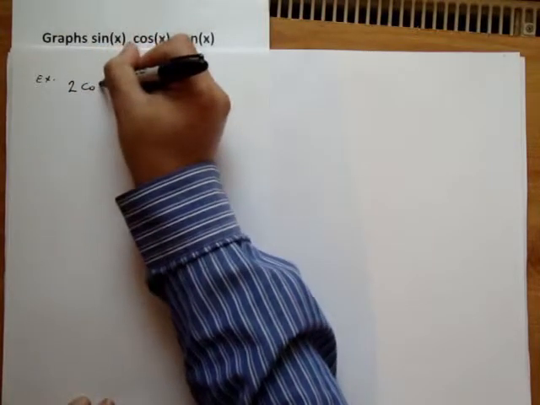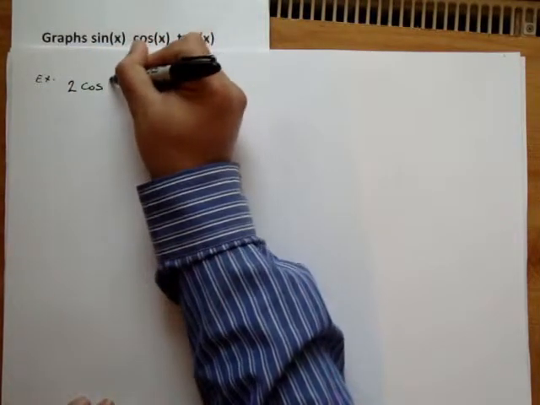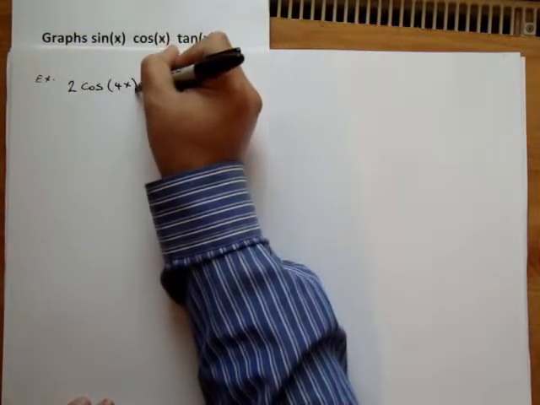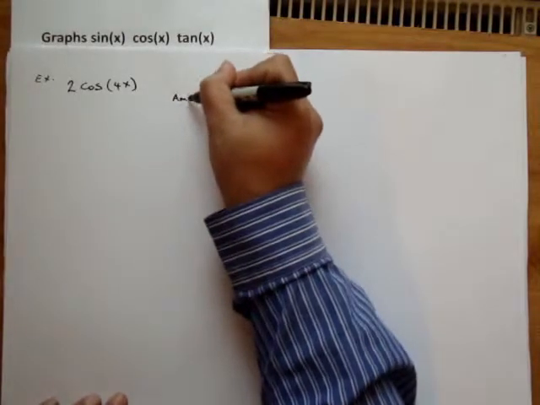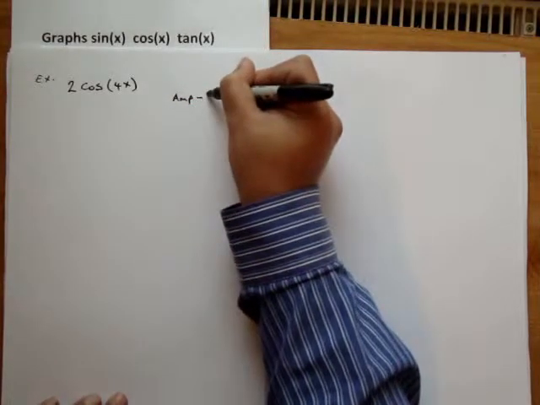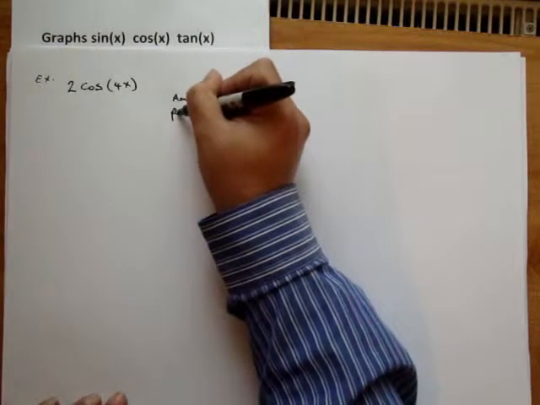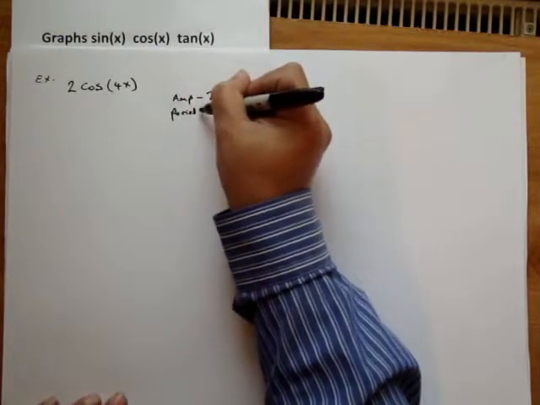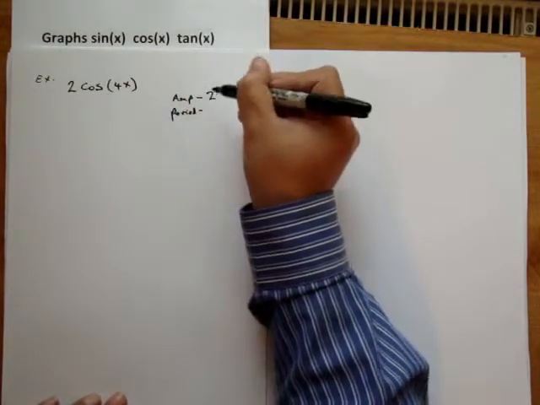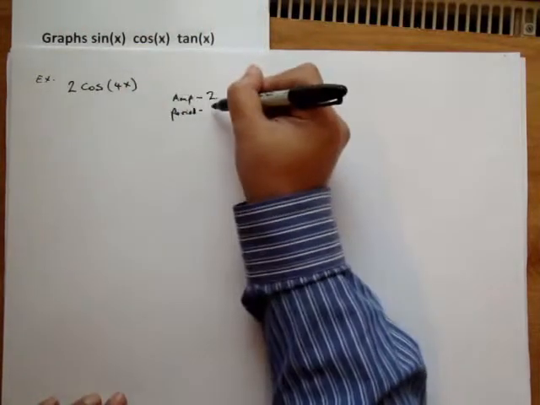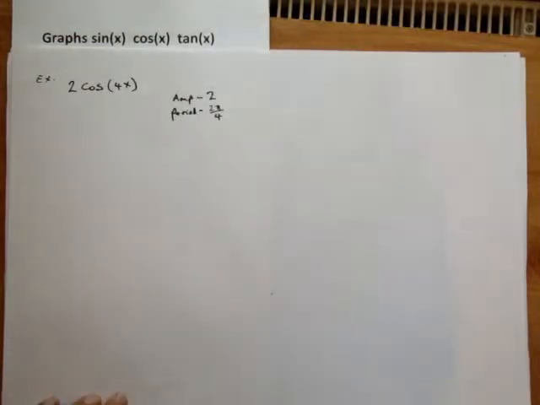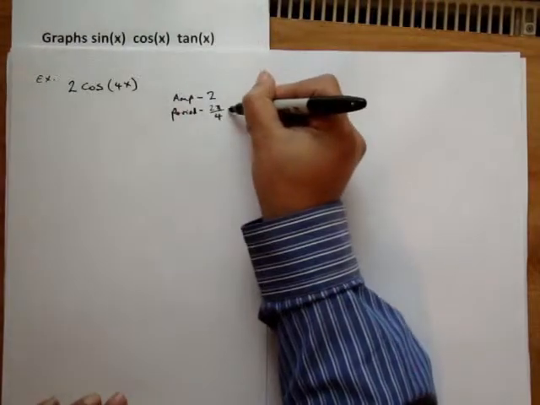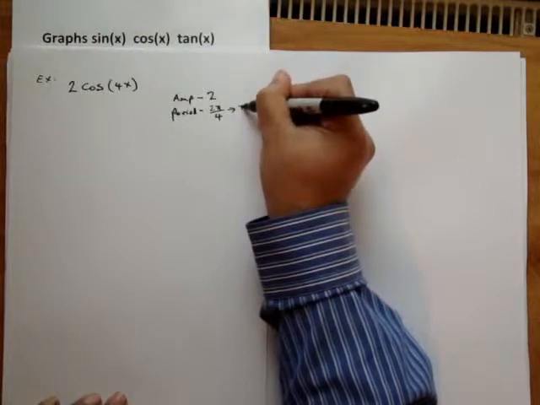2 cos 4x as our argument. So our amplitude is 2. Our period is 2 pi divided by the 4, which is pi over 2.